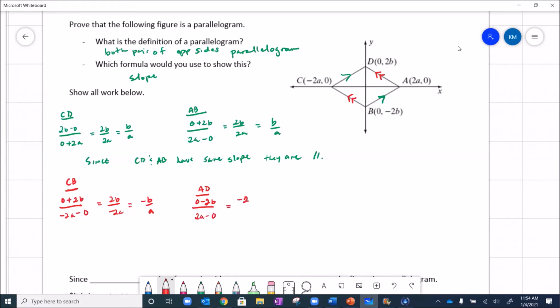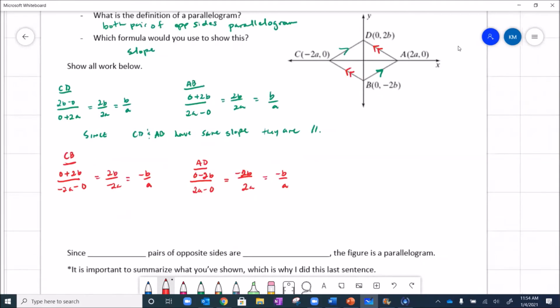So negative 2b over 2a simplifies to give me negative b over a. Boom. Okay. And so I see that these are both negative b over a. Now notice that these two are congruent to each other. They don't have to be congruent with the other, or they don't have to be parallel with the other lines, right? It makes sense because they're going to intersect the other lines. Okay, that's how they close.